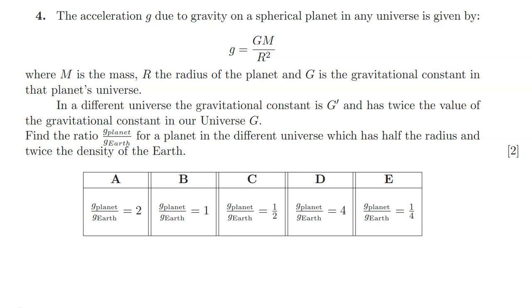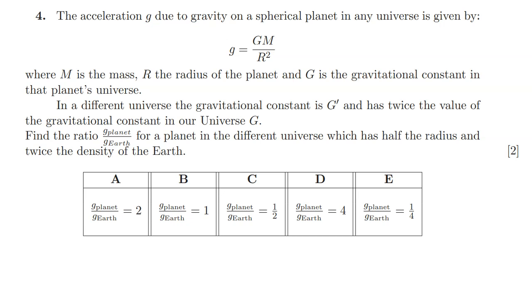Question 4. The acceleration little g due to gravity on a spherical planet in any universe is given by little g equals GM over r squared, where M is the mass, r is the radius of the planet, and G is the gravitational constant in that planet's universe. Apologies in advance, I know I'll probably say G when I mean little g. Please just bear with me, it should make sense when I write it all down.